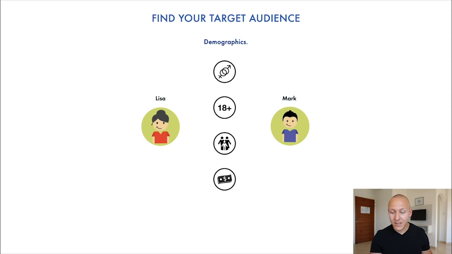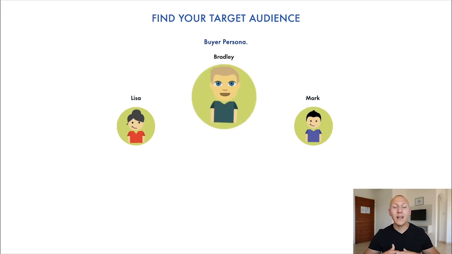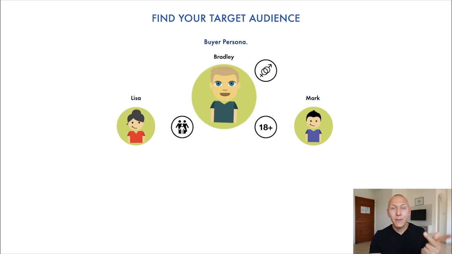So with this information, we can create something known as a buyer persona. Now, a buyer persona is your ideal customer. That is the customer that is most likely to buy your product or services. It contains all of the information such as the most represented gender, age, family status, and income status.